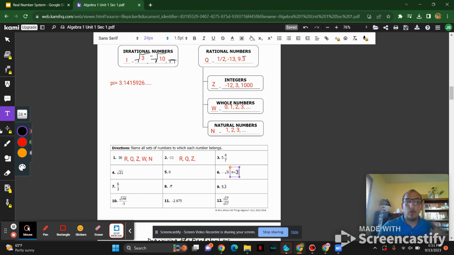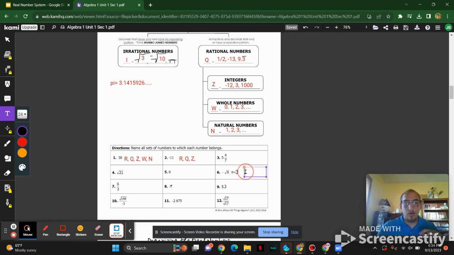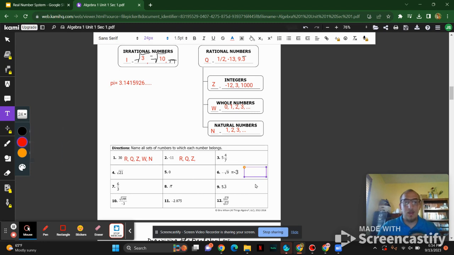I think that's very important when we're doing these: we have to simplify first. Let's turn that back to black, and let's go back to red. So is negative 3 a real number? Yes, all numbers are real. Is it irrational? Nope. Since it doesn't have a radical sign anymore, it's not irrational. So it's rational, so we'll say Q.